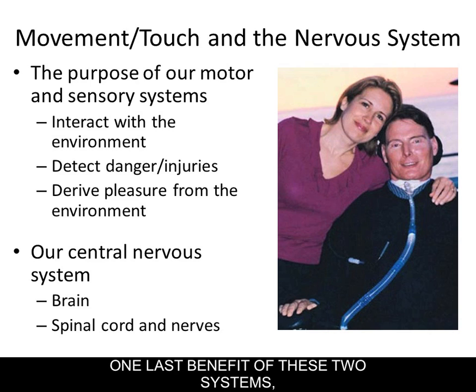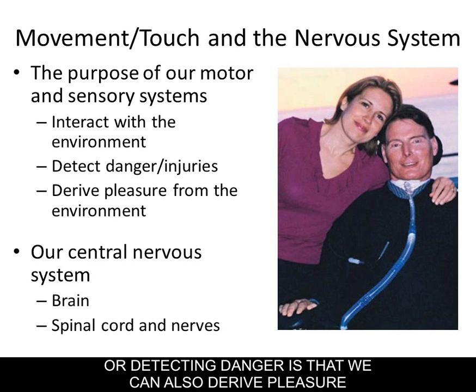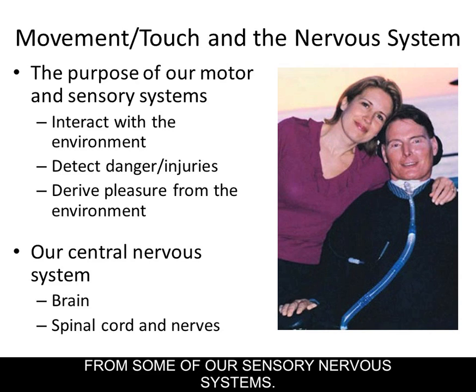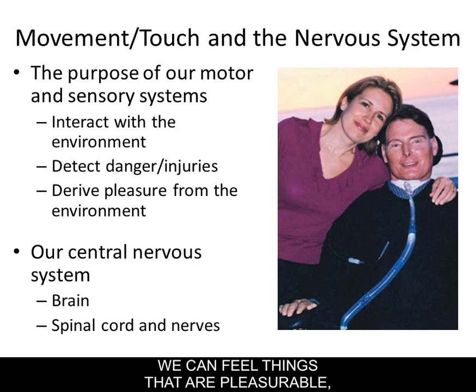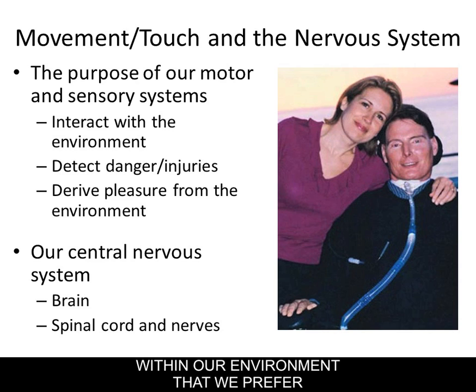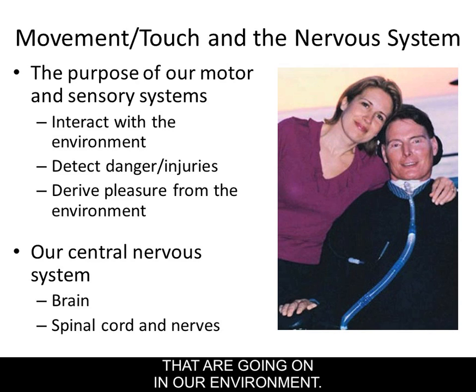And one last benefit of these two systems, one that doesn't have much to do with interacting with things or detecting danger, is that we can also derive pleasure from some of our sensory nervous systems. Our eyes can take in things that are enjoyable. We can feel things that are pleasurable. We can experience a lot of things within our environment that we prefer due to our ability to both move our body and sense things that are going on in our environment.